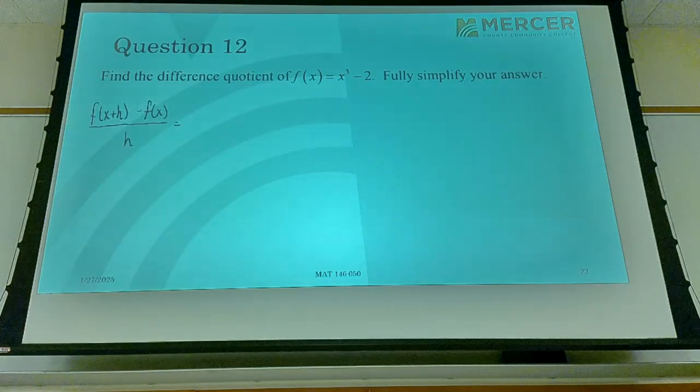f of x plus h first. x plus h quantity cubed minus f of x, all over h. Should have enough room. So expand out x plus h cubed.